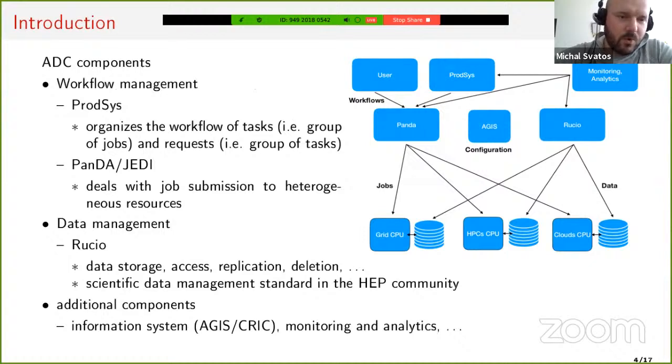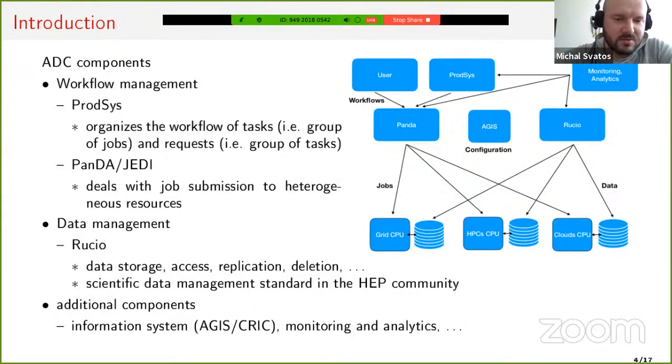For the components of ADC, we have workload management. This is basically how to submit jobs to the resources. ProdSys is a component which organizes jobs into tasks into requests, and manages this whole workflow. And then there's PanDA JEDI, which deals with submission of these jobs into various resources. For data management, we have Rucio, which manages the storage, the access, the replication, the deletion, everything.